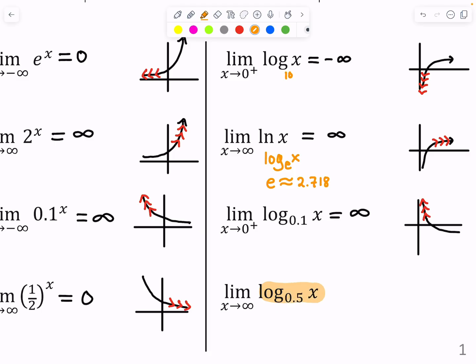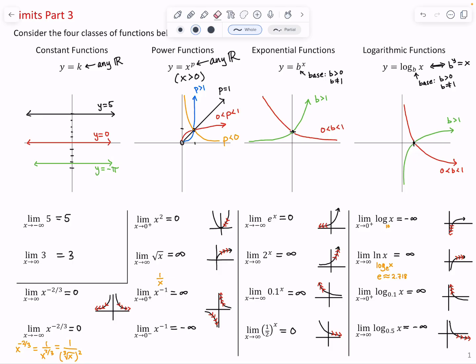And then finally, log base 0.5 of x. Again, this would be a decreasing log graph, and as x goes towards infinity, the outputs will go down towards negative infinity, although very slowly. They decrease without bound. Okay, hopefully you're somewhat familiar already with all 4 of these kinds of functions. Let's go on to the next page.